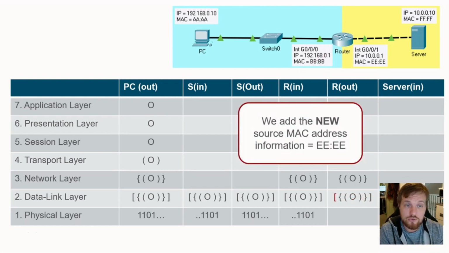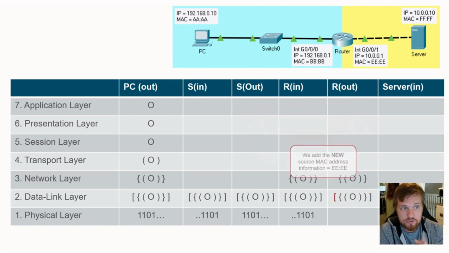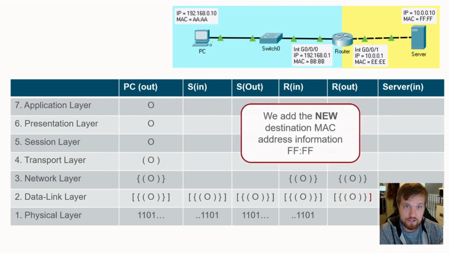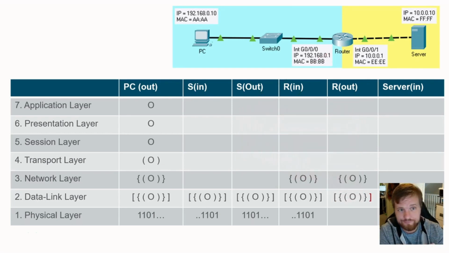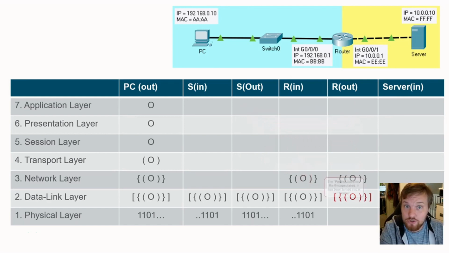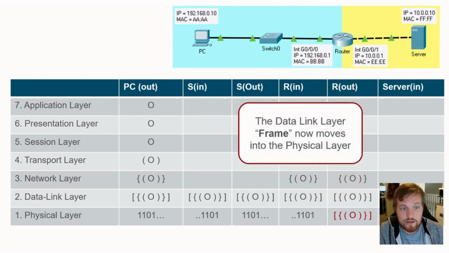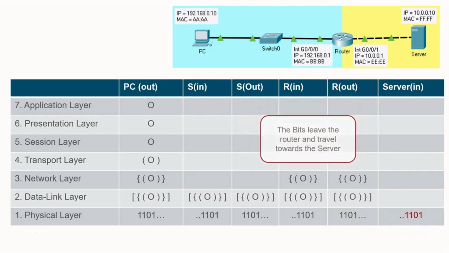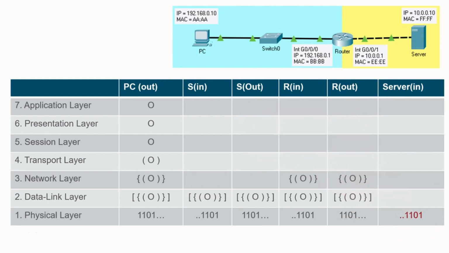So we add the new source MAC address, which is going to be the router's MAC address of EE. We then add the new destination MAC address, which is going to be the server's MAC address of FF. And that is the packet been re-encapsulated and turned back into a new frame. So this frame is different from the one that we've seen all along so far. The frame then moves into the physical layer and is then converted into binary bits and sent along towards the server. Now, the server is going to receive the packet.